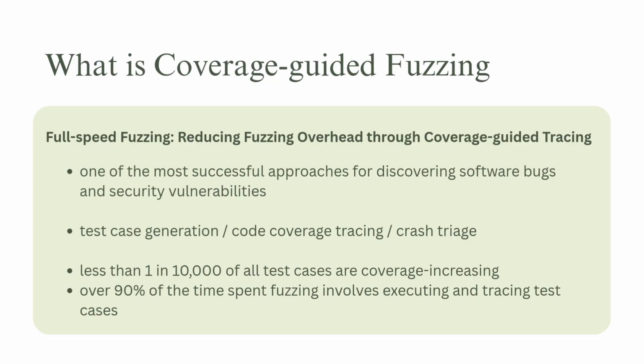However, there's a major inefficiency in how coverage-guided fuzzers currently work. They trace every single test case, but in reality, less than 1 in 10,000 of those inputs actually reach new parts of the code and contribute to increased coverage. Despite this, over 90% of the time spent fuzzing is wasted, just executing and tracing inputs that don't help. This paper addresses that problem by introducing a new idea called coverage-guided tracing, and a system called UnTracer, designed specifically to reduce the overhead caused by tracing unnecessary test cases.